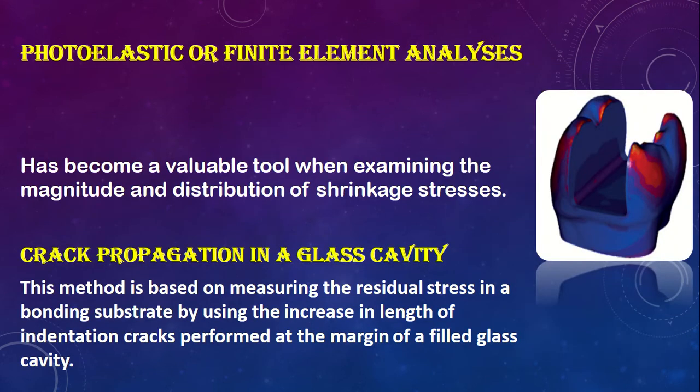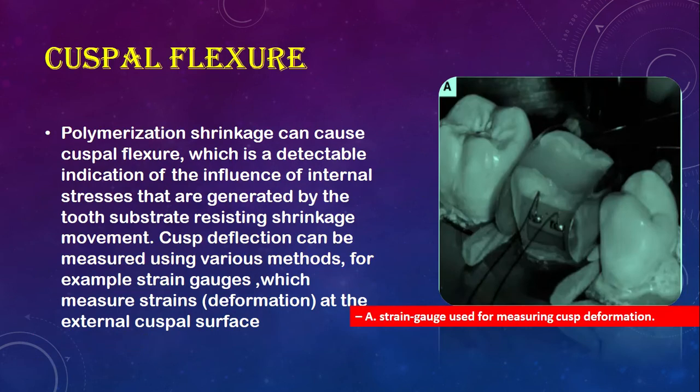Next is the finite element analysis, or the photoelastic method. This is a valuable tool for examining the magnitude and distribution of the shrinkage stress. Different areas depict the different magnitudes of the stress generated. Apart from this, we have crack propagation in a glass cavity. This method is based on measuring the residual stress in the bonding substrate by using the increasing length of indentation cracks performed at the margins of the filled glass cavity.